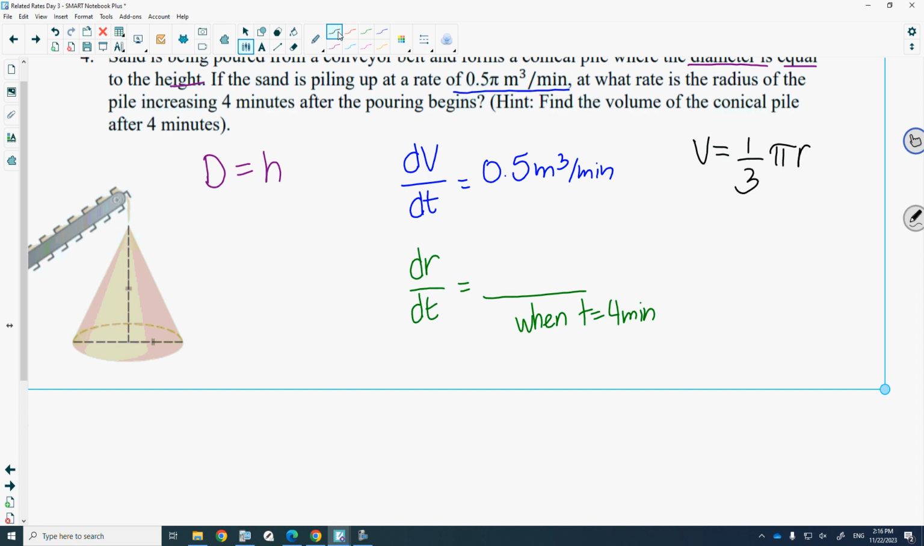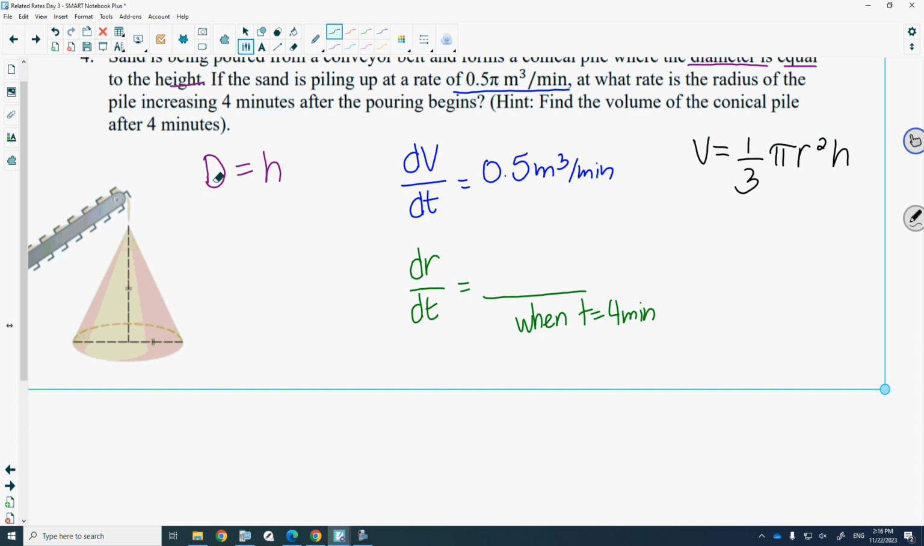Pi r squared h. Okay, so this relates volume and radius, but can we somehow get rid of height? Because if I implicitly differentiate this, I'm going to have dh/dt, and I don't know what that is. So does anybody know how we could get rid of height? By using something to do this? So height could be replaced with diameter, but then I don't want to take the derivative of the diameter.